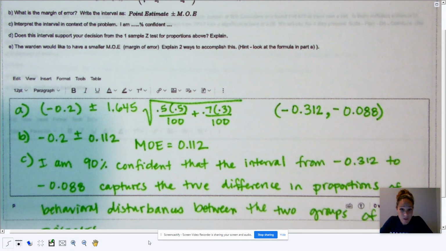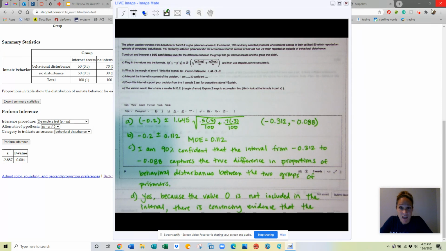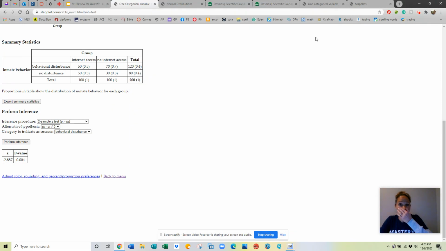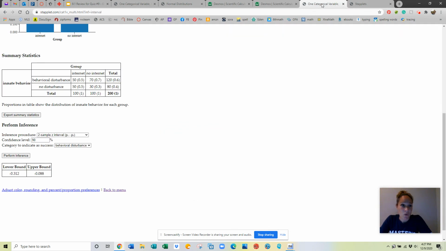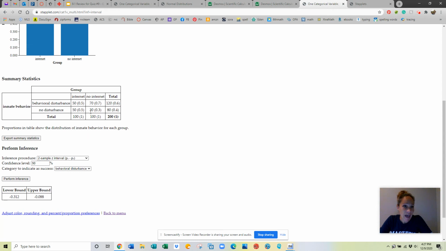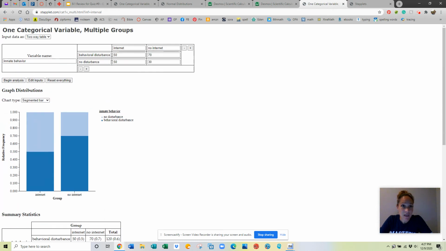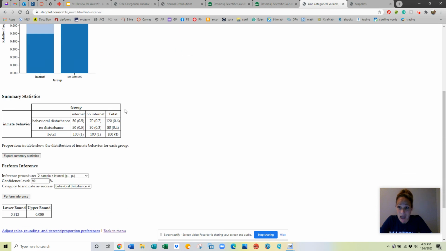So let's switch back over to our technology here. One way would be using Desmos. Type it all in, takes a little bit of time, but you can get the right answer. And then you would do once with minus, and then you can change that and do once with plus.